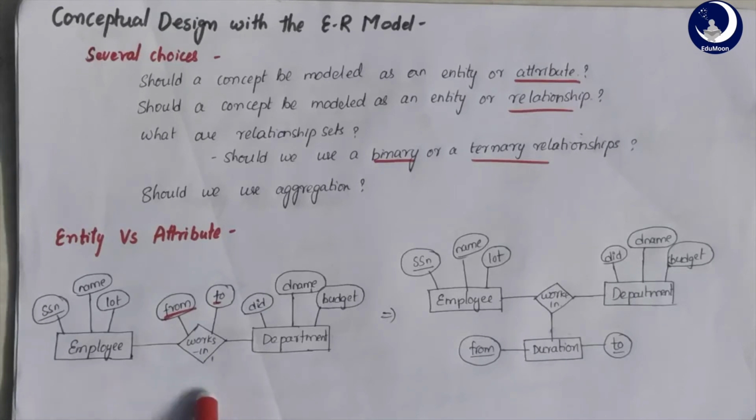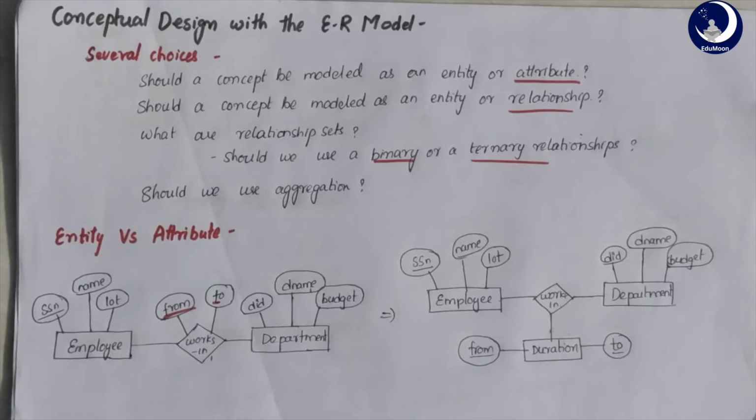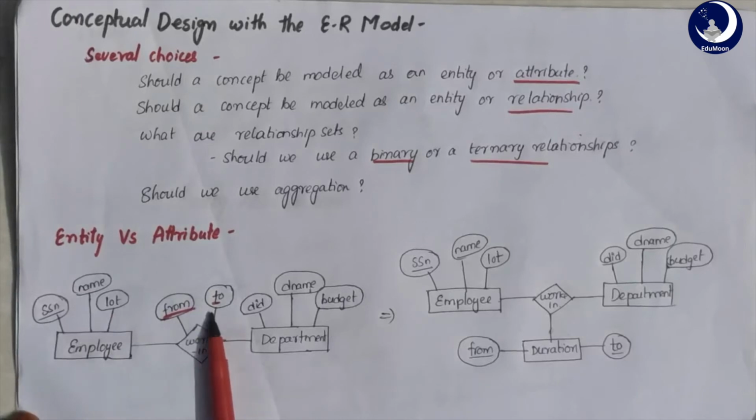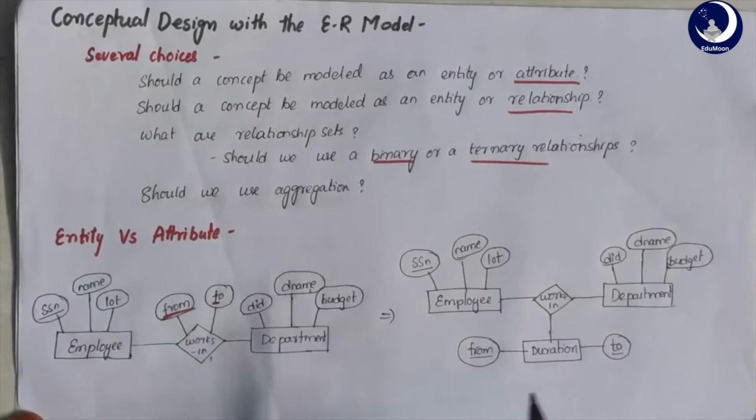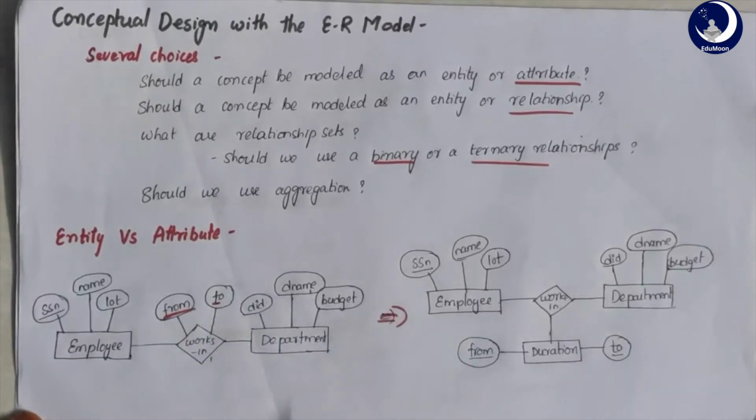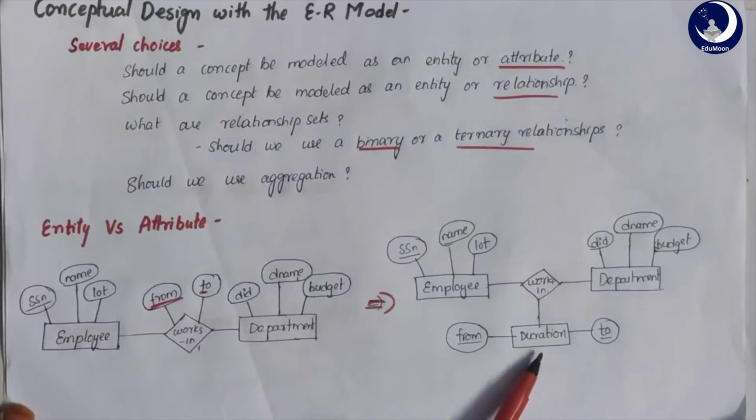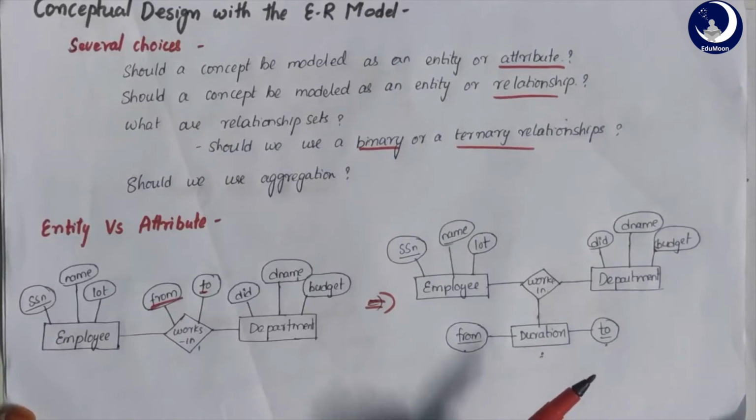So, in the works-in relationship, the number of fields and the number of values to be stored increases. In order to address this problem, we can take this to and from as a separate entity instead of defining them as attributes. See, here I have transformed this into a model where I have created a new entity set, which is a duration, and I have assigned these two attributes to it instead of assigning them as descriptive attributes. Now I'll be able to store the to and from values, that means the duration value, for each employee.